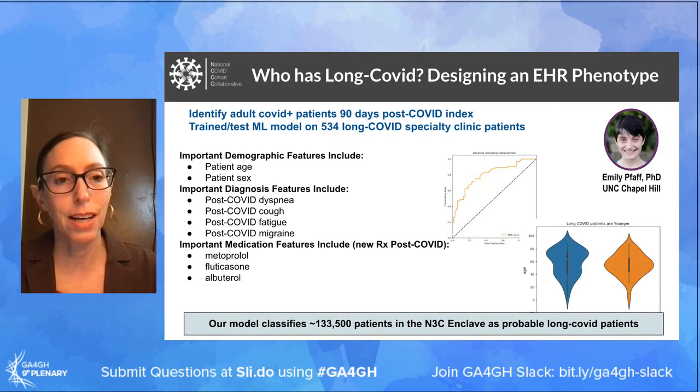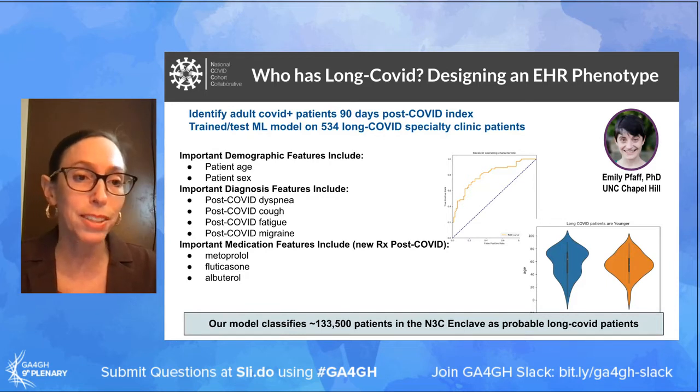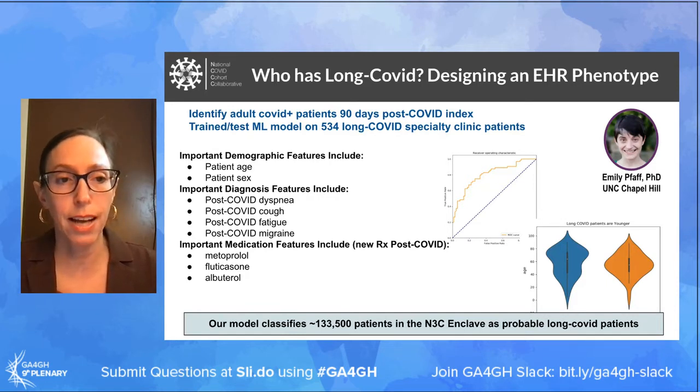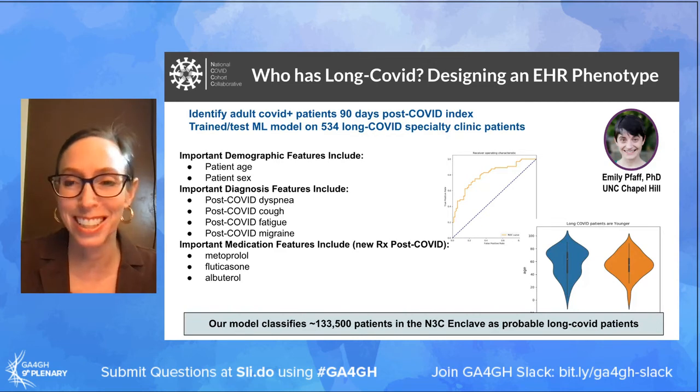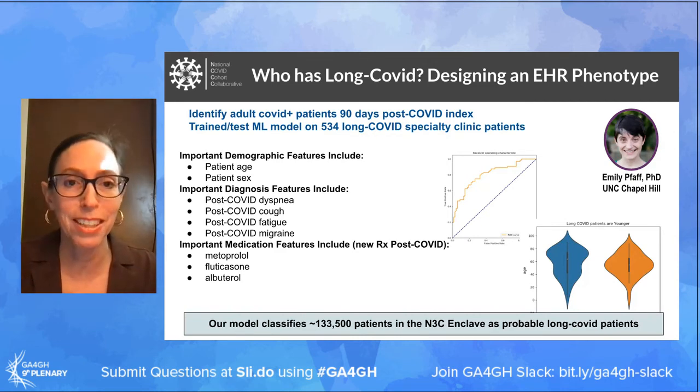Does the patient have a comorbidity or a new diagnosis just because they've come to the doctor more often, or is it because they actually have something that we don't yet know how to define, which is long COVID? This is soon to be published. Hopefully in the next week or two, we'll have a preprint out. How do we identify? Oops, I lost my slide.